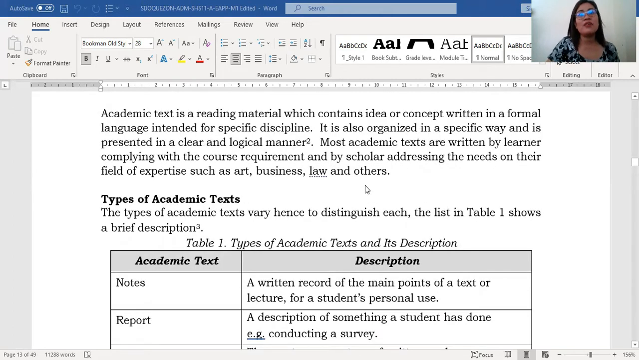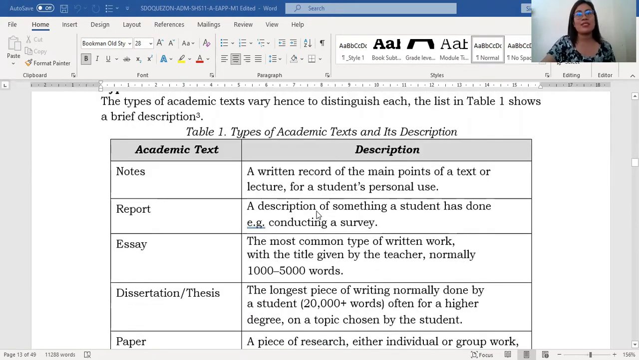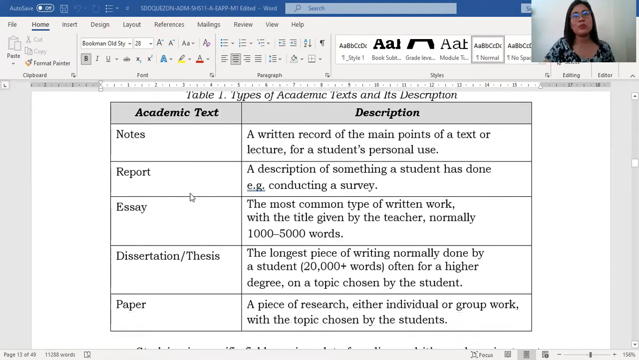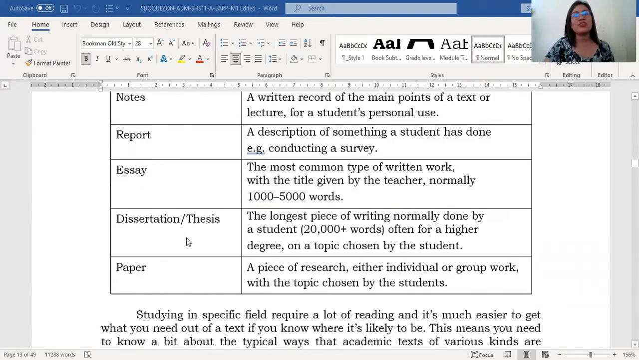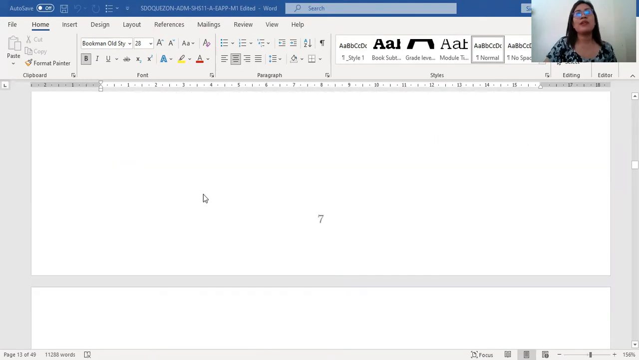So we'll see here the different types of academic texts and the description for each type of academic text. For academic text, we have notes, reports, essay, dissertation or thesis, and of course paper. We'll have the description on the other side of the column, so just please read that part.